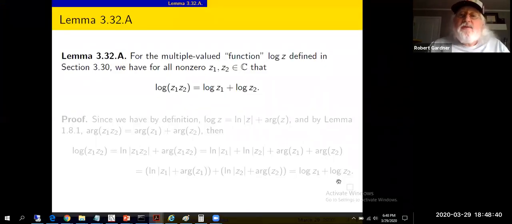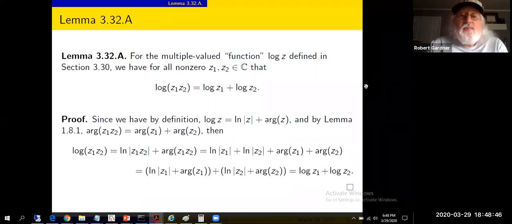Where we've got the log of the product equals the sum of the logs is the claim. Well, we've defined the lowercase l log function, log z, as the natural log of the modulus plus the lowercase a argument of z. We've seen in the past that the argument of the product is the sum of the arguments, which really foreshadowed their relationship to a log function. So if we take the multiple valued log function in the complex setting, log z1 z2, it is by definition natural log of the modulus of the product plus the argument of the product.